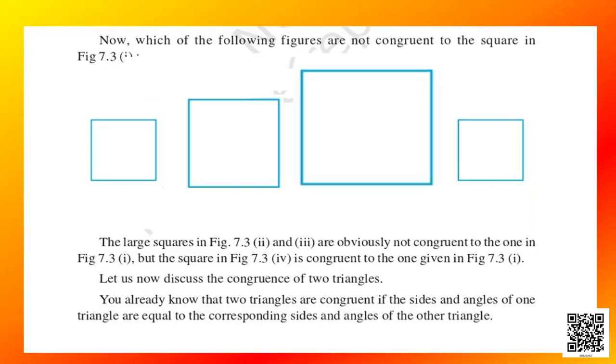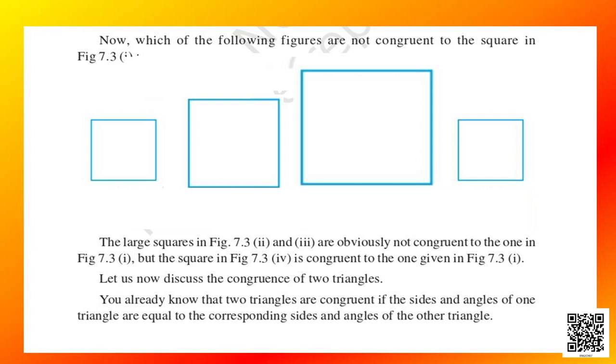Okay, students, can you think of some more examples of congruent figures? Now, as given in your book, which of the following figures are not congruent to the square in figure 7.3 (i)? Let's observe. You have a square and you can clearly observe that the last square of the series is of exactly the same shape and size.